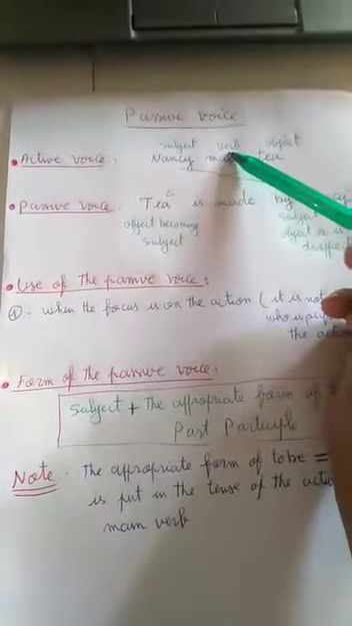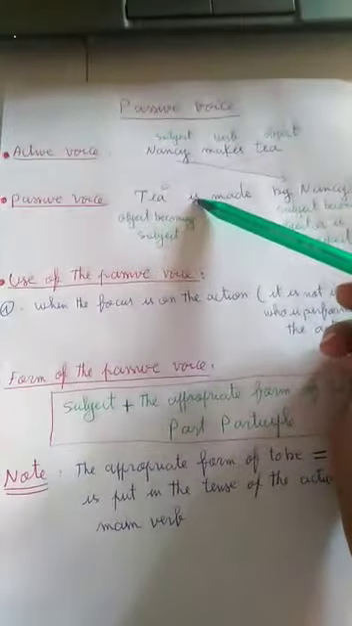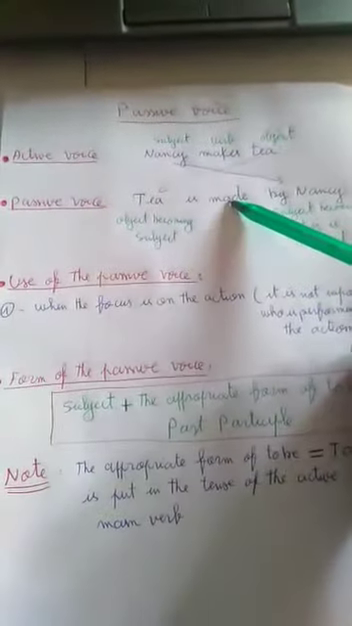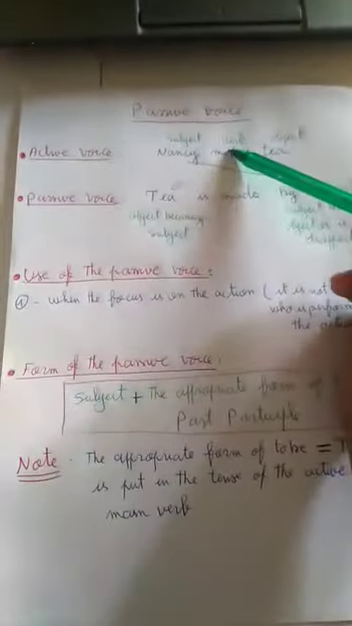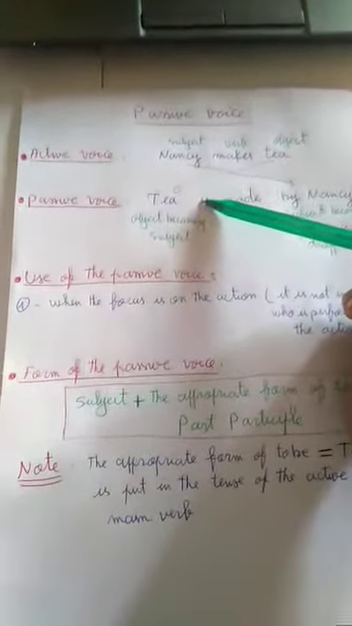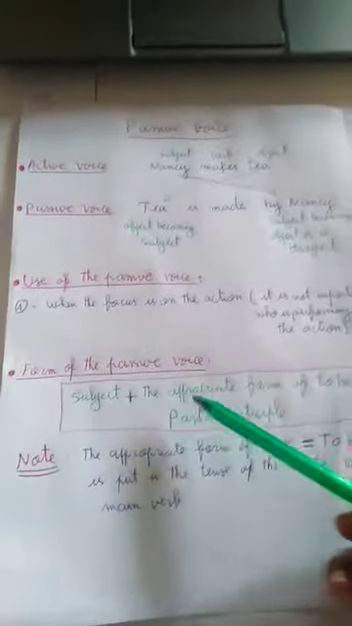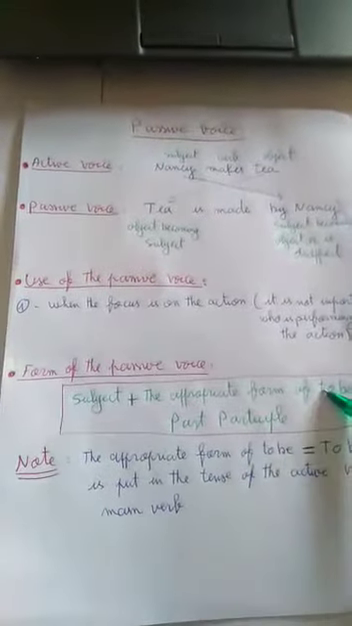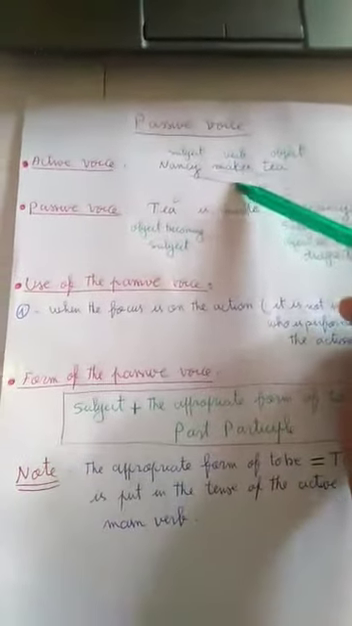If the verb, for example, is in the simple past, to be should be in the simple past. After that we put the past participle; we all the time have the past participle. If it is in the future, to be should be in the future. That's why I said the appropriate form of to be according to the verb and the tense of the active voice.